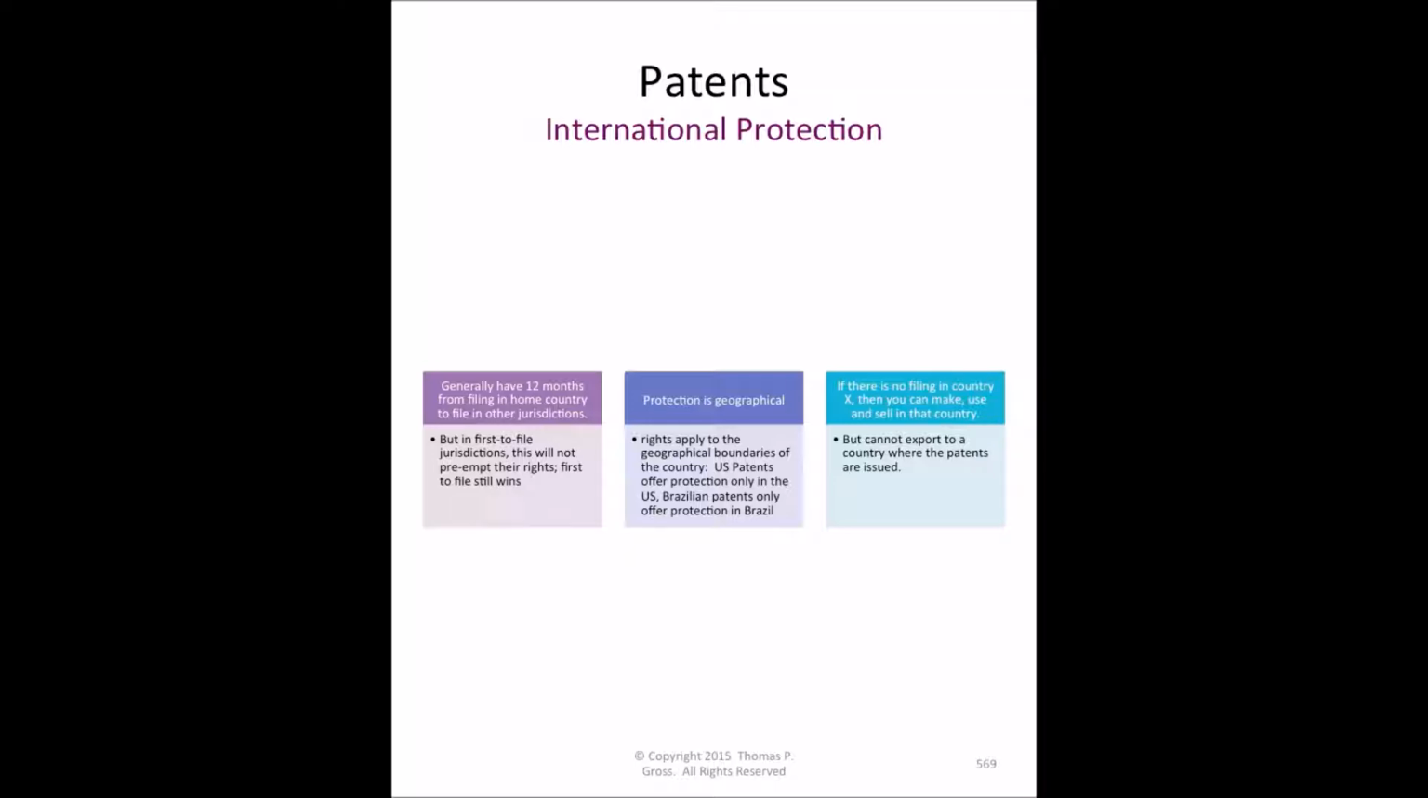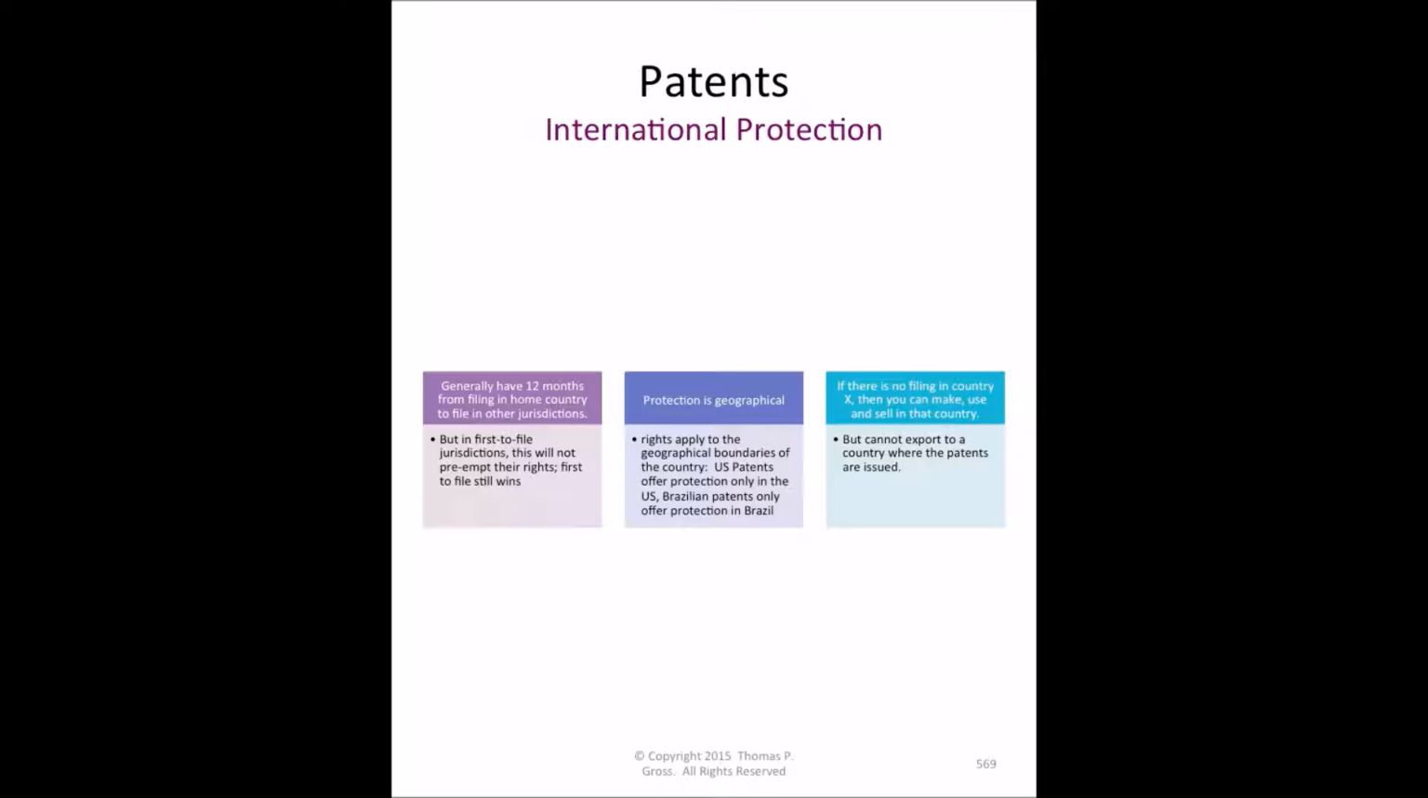Okay, so if you file in the United States and then you want to file in other countries, how does that work? Just to be clear, the protection you get from a patent is geographical. If you get a patent in the United States, you can prevent other people from making, using, selling, offering to sell your invention in the United States. That right terminates at the boundaries of the United States, the same for Germany or Argentina or India or Russia. So if you want protection in other countries, you have to file for protection in those countries.